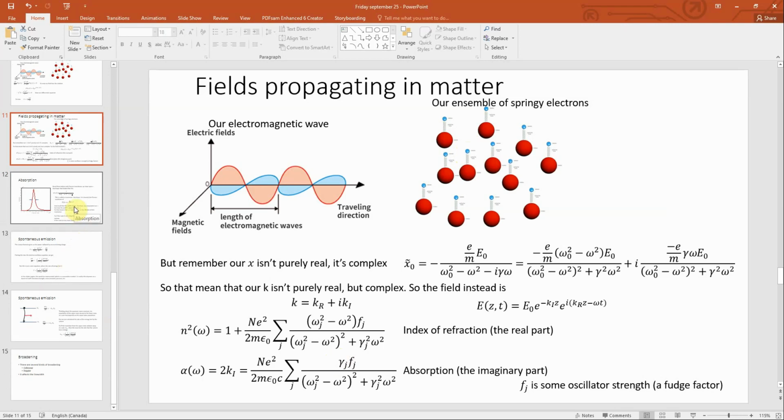Okay, so hopefully that has clarified some of the concepts of what's going on when an electromagnetic wave hits some material and it gets absorbed, or you have some index of refraction and it changes the wave velocity.